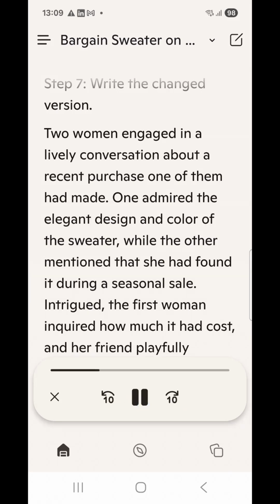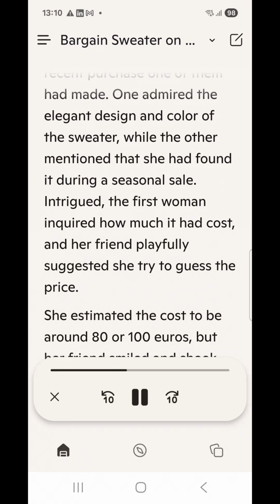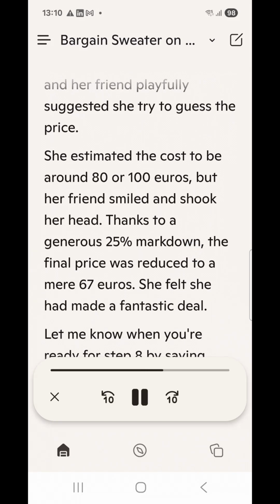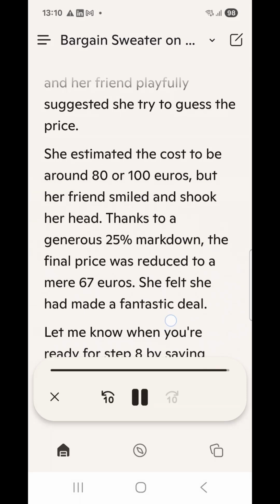One admired the elegant design and color of the sweater, while the other mentioned that she had found it during a seasonal sale. Intrigued, the first woman inquired how much it had cost, and her friend playfully suggested, try to guess the price. She estimated the cost to be around 80 or 100 euros, but her friend smiled and shook her head. Thanks to a generous 25% markdown, the final price was reduced to a mere 67 euros. She felt she had made a fantastic deal. Let me know when you're ready for step 8 by saying next.